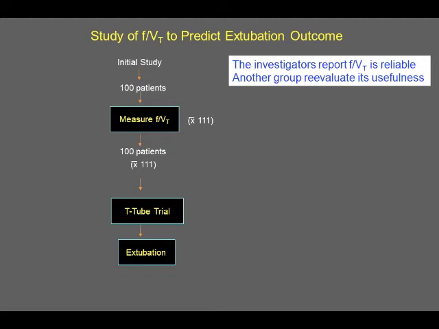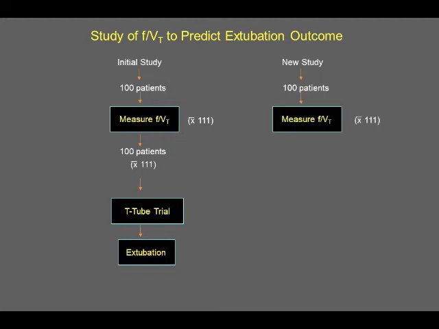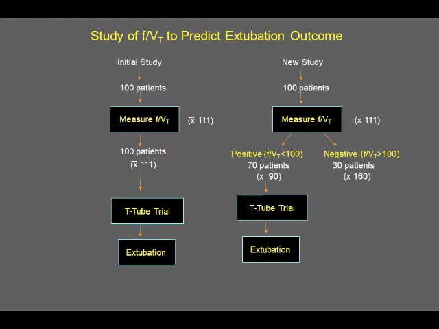They also study 100 patients, and the average F over Vt is again 111. 70 patients have positive F over Vt results, and 30 have negative results. The 70 patients with the positive results proceed to a T-tube trial.